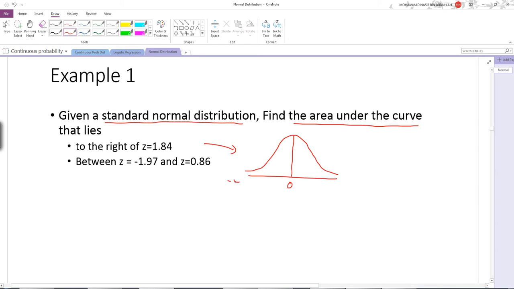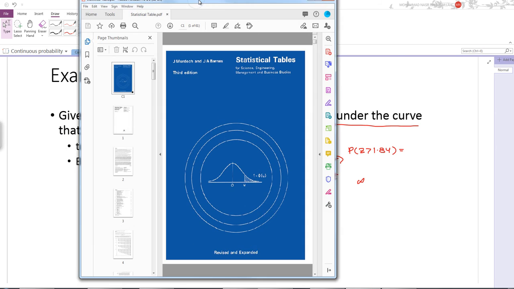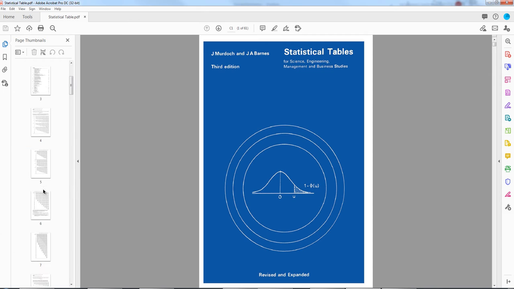So this is from negative infinity to infinity, and 1.84 to the right is this area. So we want to know what is the probability. The area is the probability of z more than 1.84. To calculate the probability, we need to look at the statistical table, and go straight to table number 3.